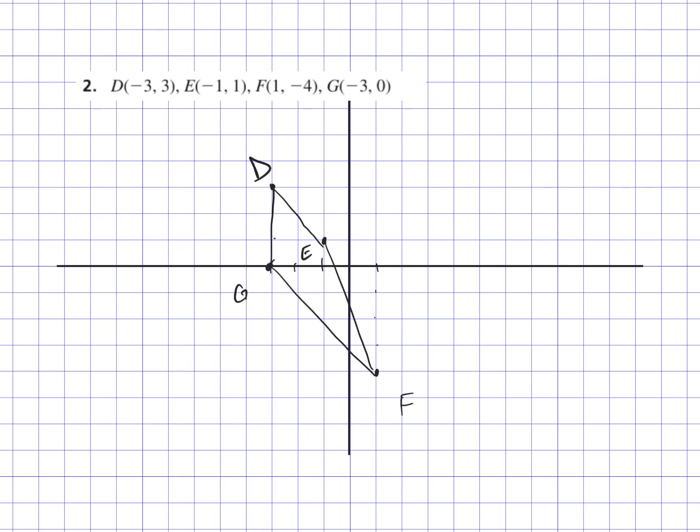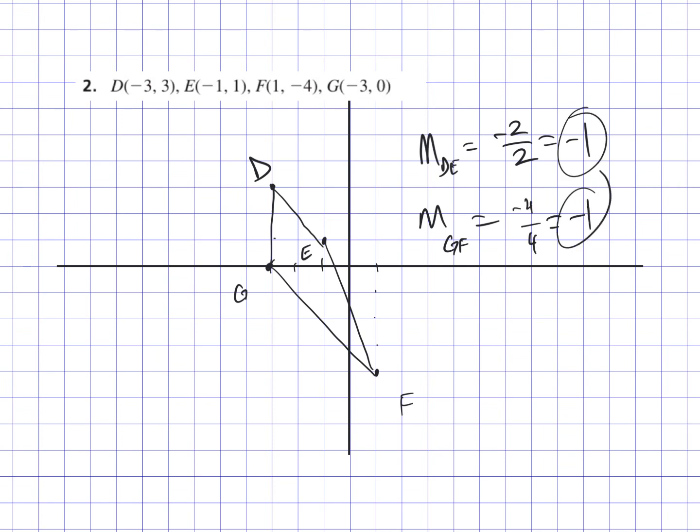The question is, do we have two pairs of opposite sides that are parallel? So let's go D to E, the slope of D to E. Okay, so we're going down. We go down 2 and over 2. So that's negative 1. What about the slope of GF? G to F, we go down 4 and over 4. So down 4 and over 4, that's negative 1. So yes, those two are parallel. So DE is parallel to GF, so by definition, that is a trapezoid.